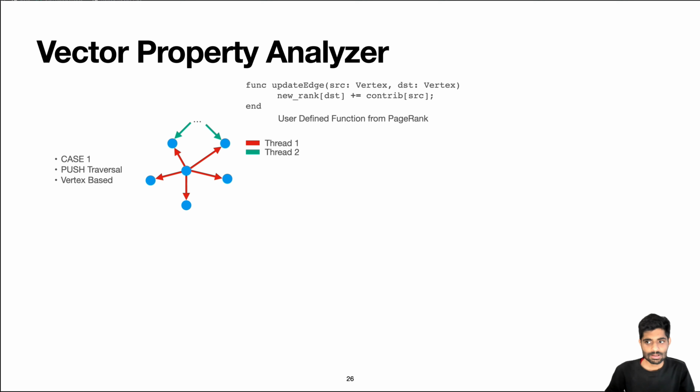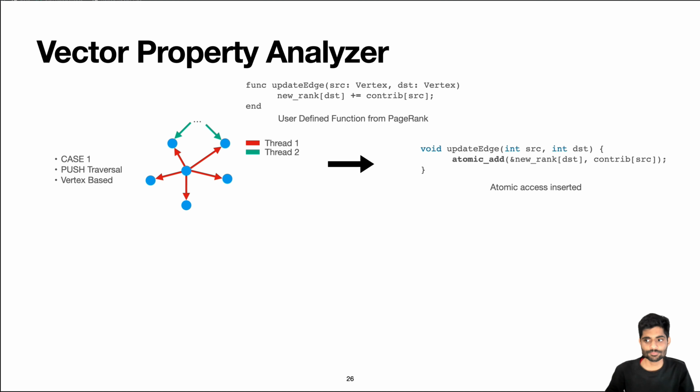For case 1, we will look at a push traversal, where we iterate over the outgoing edges of a vertex and push the values to the neighbor. We will also use a vertex-based traversal, which means that one source vertex is assigned to a single thread. By performing a data flow analysis, the hardware-independent compiler is able to determine that the ranks of the same vertex can be updated in parallel by multiple threads. As a result, it inserts atomic synchronization for correctness.